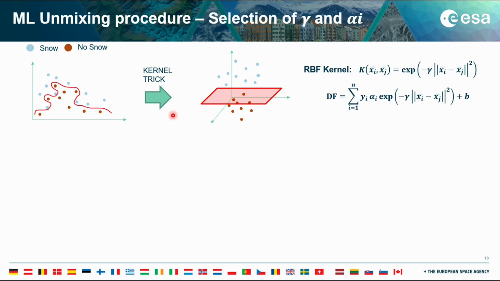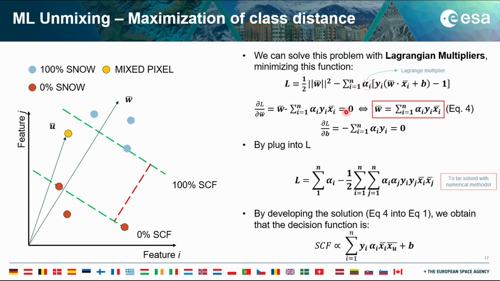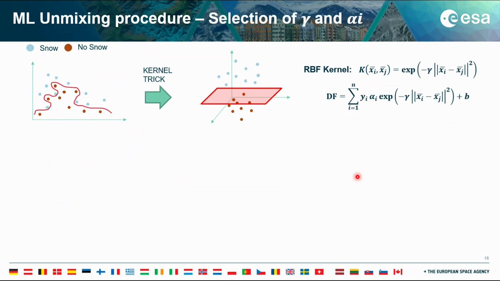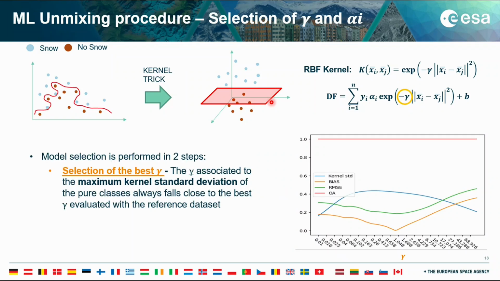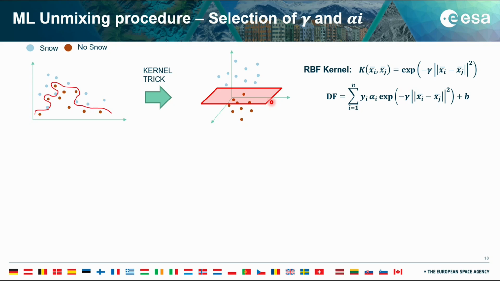So at this point, with a simple solution of this equation, I can get my separating hyperplane. I can derive my decision function, and at that point I can connect this to the snow cover fraction that I want to retrieve.